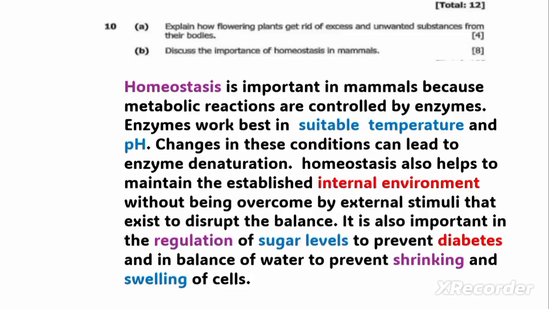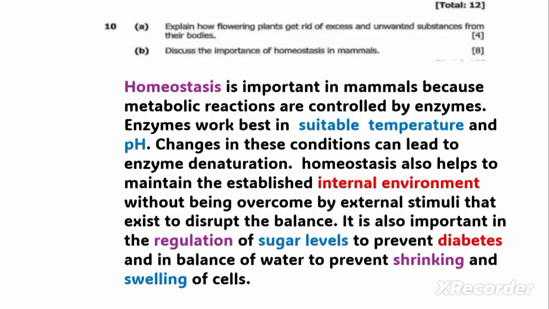Osmoregulation is important in mammals because metabolic reactions are controlled by enzymes. Enzymes work best in suitable temperature and pH. So, we said enzymes work best at a suitable or optimum temperature or suitable pH. So, if these factors are disturbed, then enzymes won't execute their functions effectively. As a result, there will be complications. Changes in these conditions can lead to enzyme denaturation.